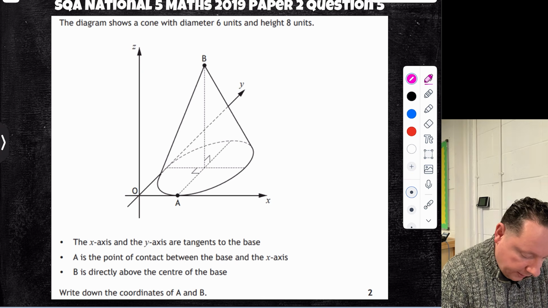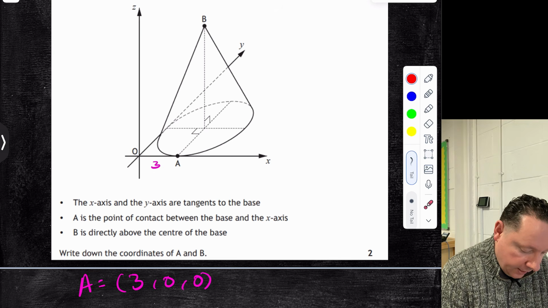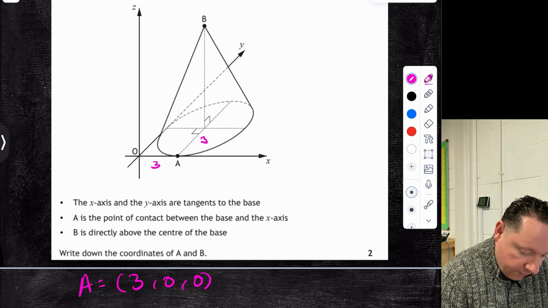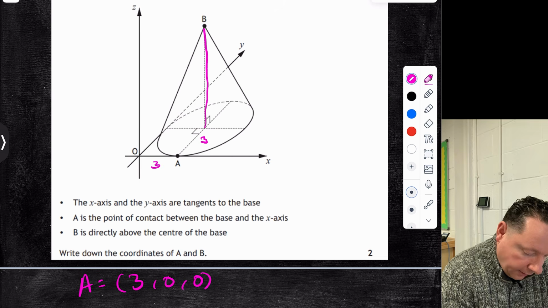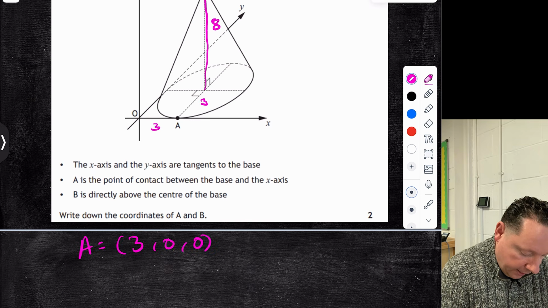I can just take a note of that here. That goes along 3. I go along 3. I don't go in and I don't go up. So it's 3, 0, 0. So straight away, A equals 3, 0, 0. Let's find B. B, I need to go along 3, in 3, because again, diameter 6, and then I need to climb up the whole height. Now the height is 8, so it's 3, 3, 8.